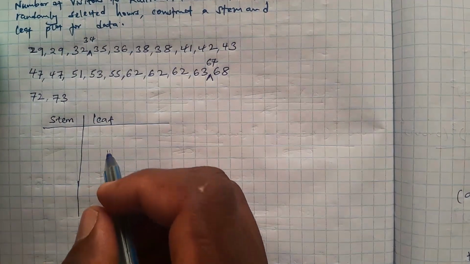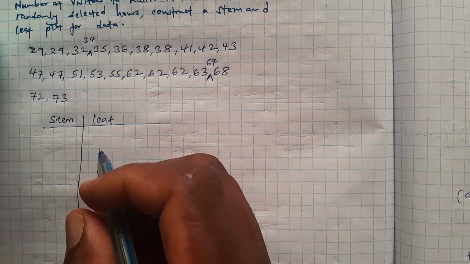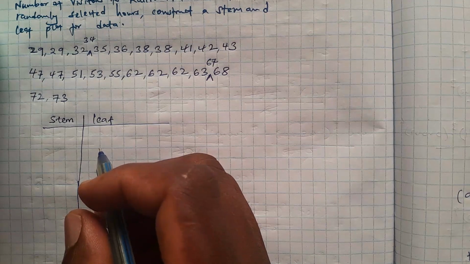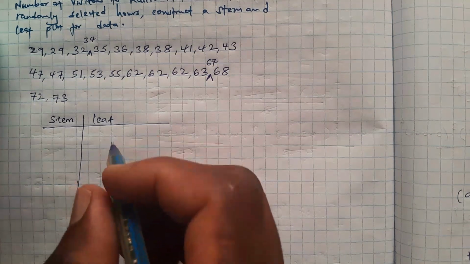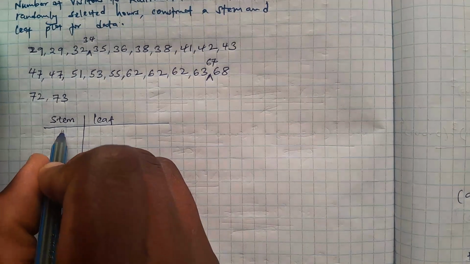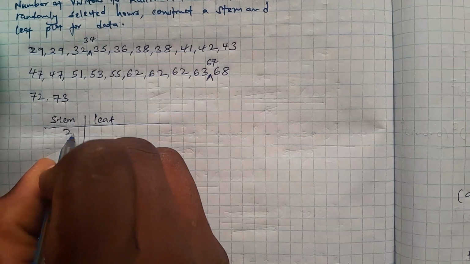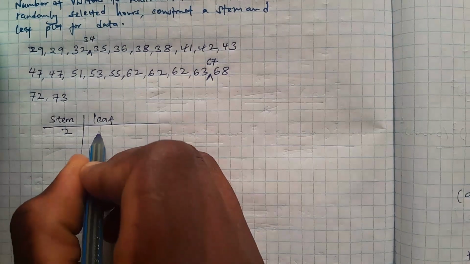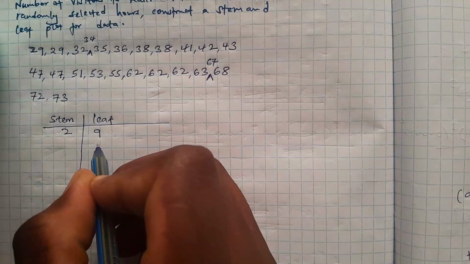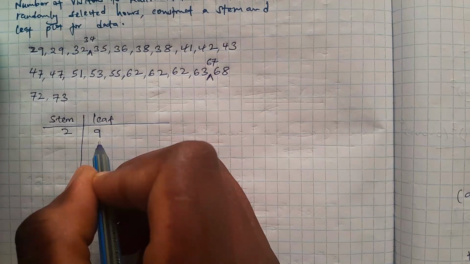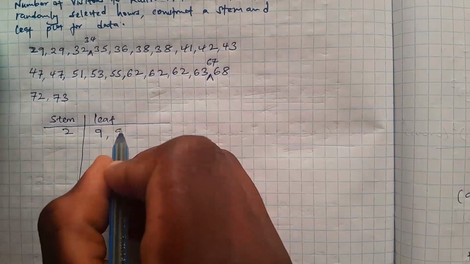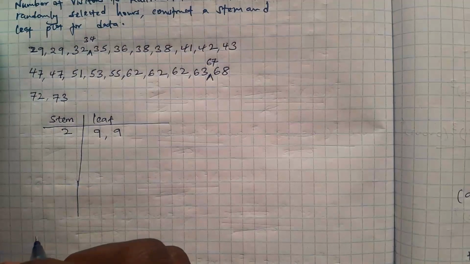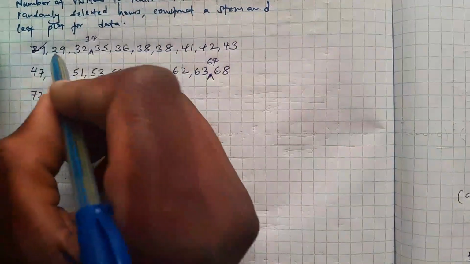Now, we said that the first digit becomes the stem and the second digit becomes the leaf. For example, if we have 29, the first digit is 2 and the second digit is 9. We will have 2 as the stem. The second digit, 9, becomes the leaf. We proceed to the next one. We have 29 as well, so the leaf will have 9 and 9. We are done with the first two sets.